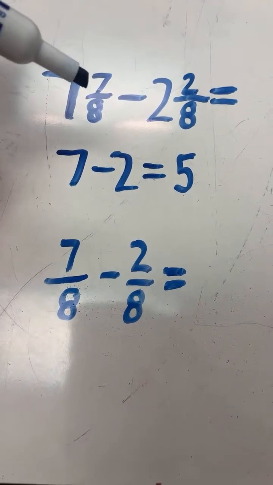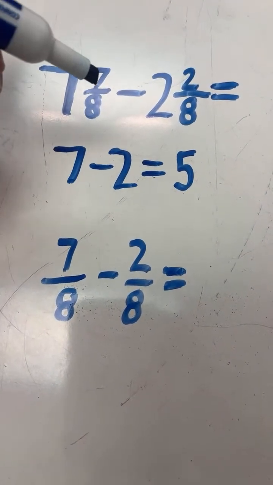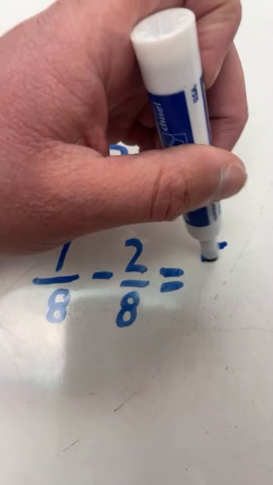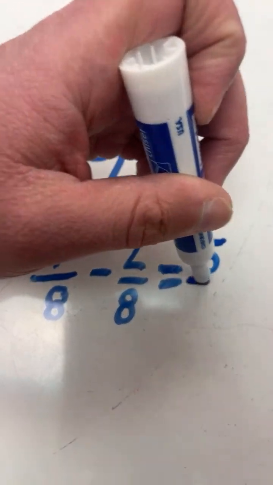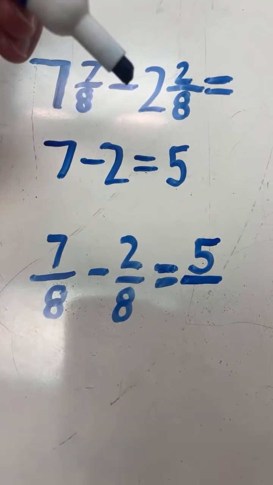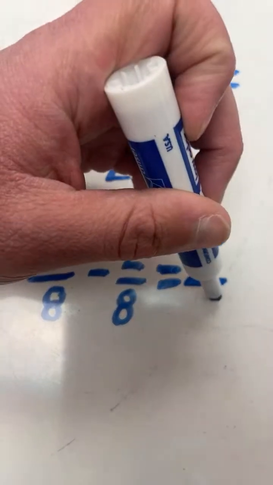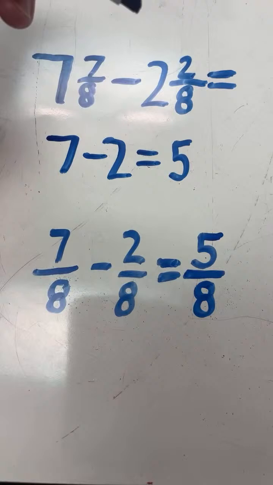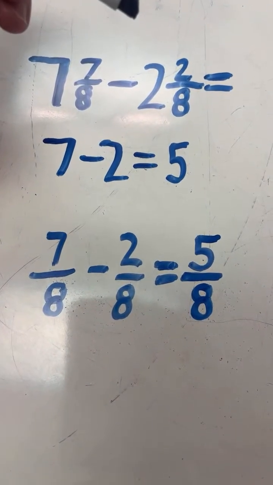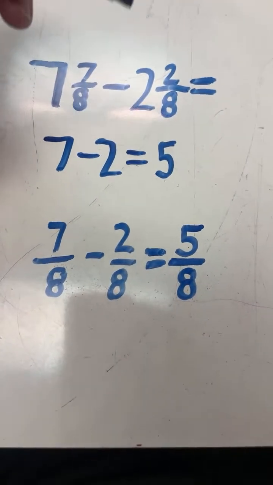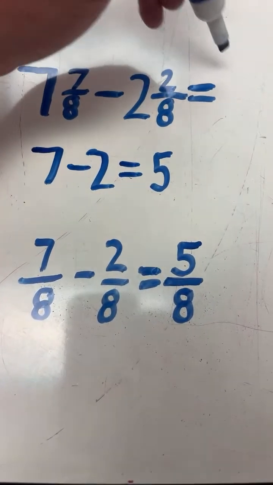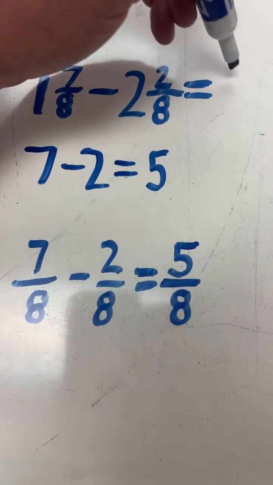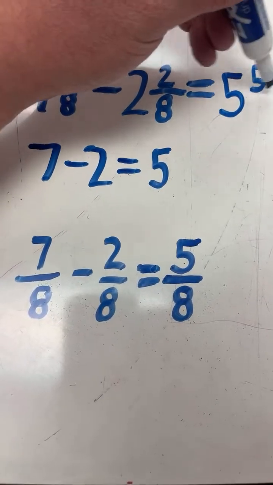So 7/8 minus 2/8, 7 minus 2 is 5. You would subtract the numerators just as you would the whole number, for any whole number. Now the denominator is 8 for both of these fractions, so it's going to be the same in our answer. 7/8 minus 2/8 equals 5/8. So we have our final answer here, 7 7/8 minus 2 2/8 equals 5 5/8.